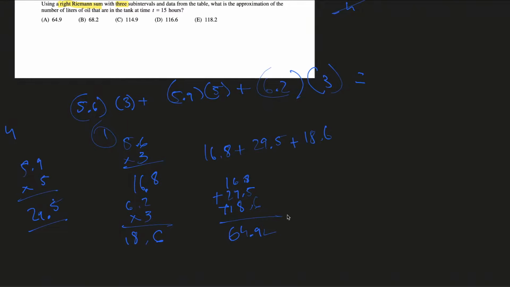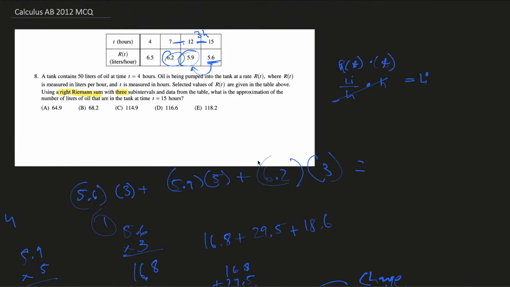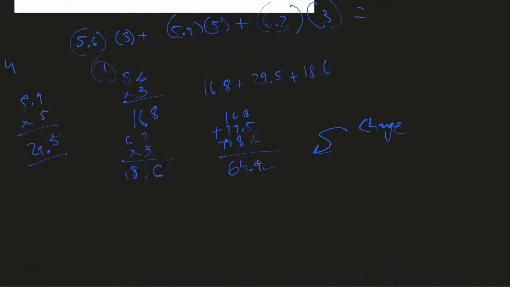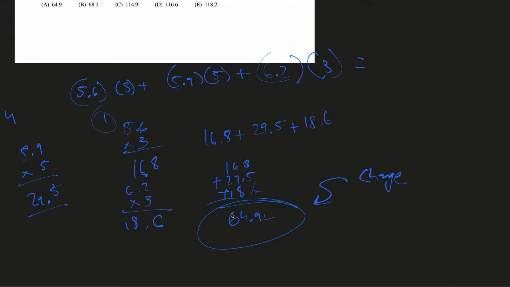Now, don't be tempted to choose this answer, right? Don't pick A. One of the most important reasons is because they're asking us, what is the number of liters that's in the tank, right? This is only the change. This tells us how much it changed by from the time t equals 4 to 15. So this is the amount of approximate change in the number of liters. So this is the amount that it gained.